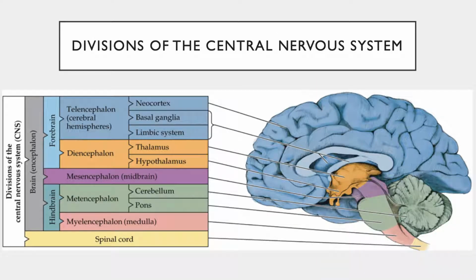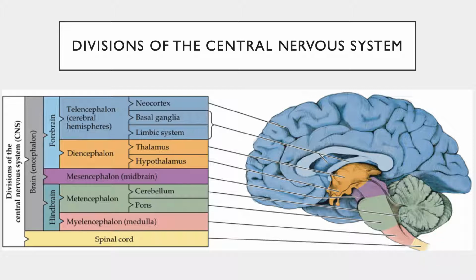This image displays the divisions of the central nervous system. The spinal cord, pictured in yellow, is at the very bottom of the central nervous system, and it brings information into and away from the brain. Moving up from there, you'll see the brain is subdivided into the hindbrain, midbrain, and forebrain. The hindbrain can be further subdivided into the myelencephalon, also referred to as the medulla, and the metencephalon, which is subdivided into the cerebellum and the pons.